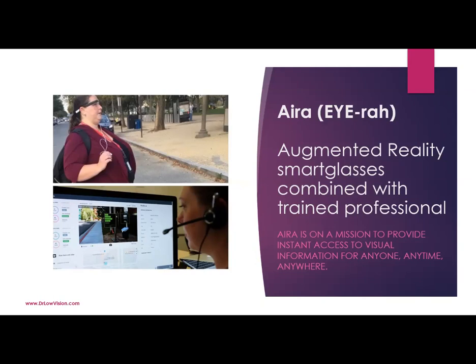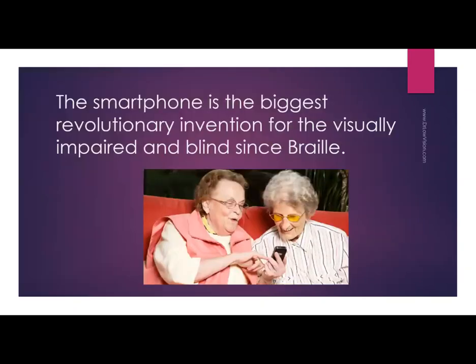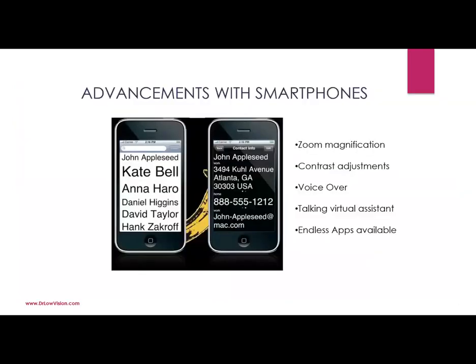The smartphone has been the most revolutionary advancement for those visually impaired and blind since Braille, and Braille just turned 200 years of age last year. One of the reasons is that it has built-in features: zoom magnification, contrast adjustments, voiceover, Siri or your talking virtual assistants, and so many apps. You might have noticed a lot of my slides have white print on the darker background, and that's because 7 out of 10 of my patients appreciate white on black or yellow on black print.